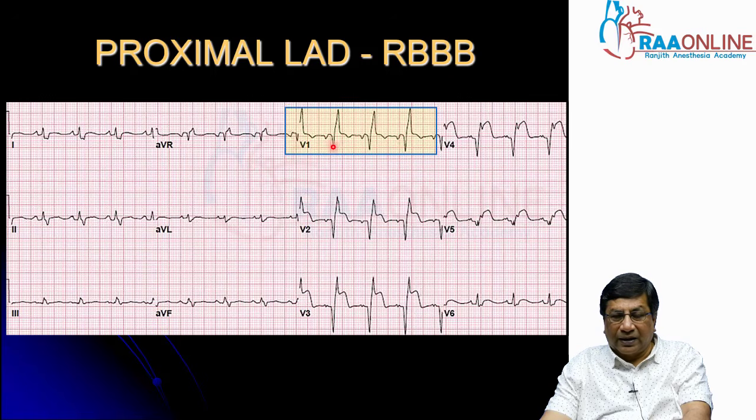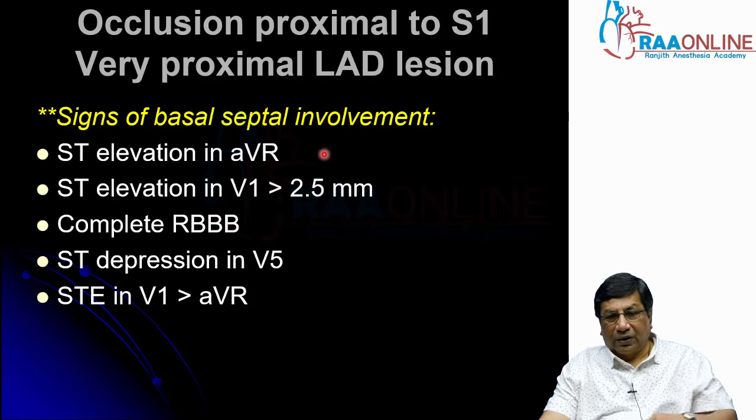Here you can see the terminal delayed positivity in V1, QRS is widened. So this patient has got anterior infarction with the right bundle branch block. Because the right bundle is involved, I know the septal branch is involved, so the obstruction is likely to be proximal to S1, which is a proximal LAD. So there are two signs of proximal LAD occlusion. One is the superior and rightward deviation of ST elevation, whereas the other is acute right bundle branch block.